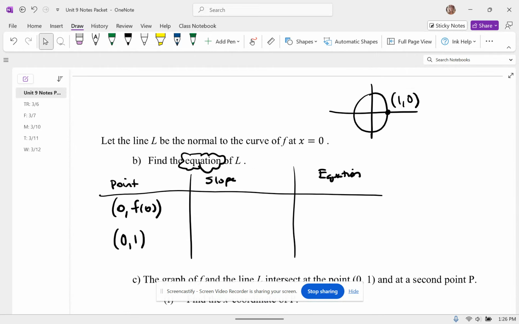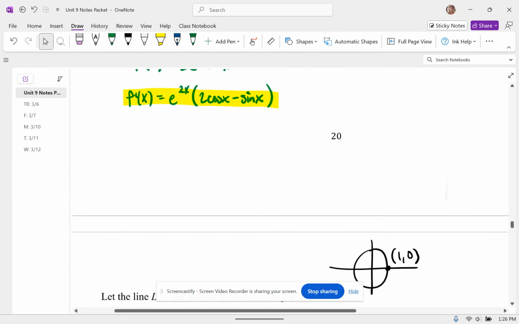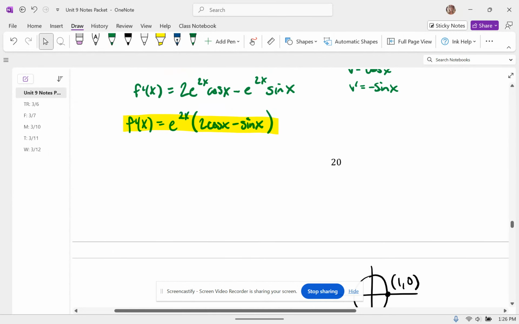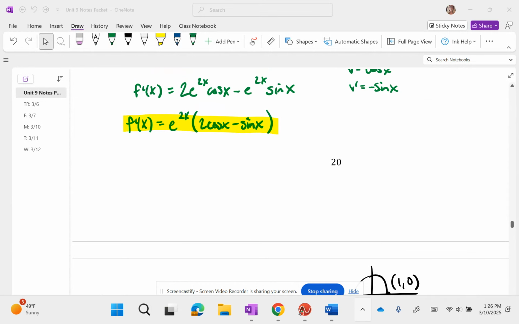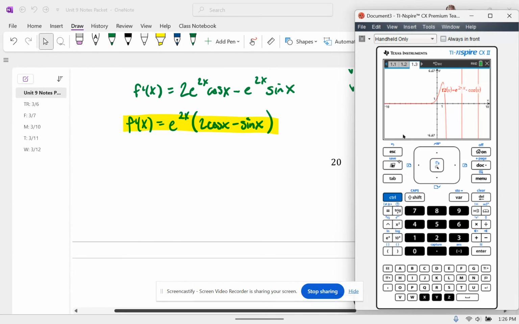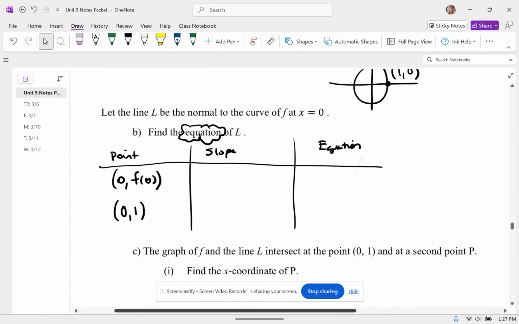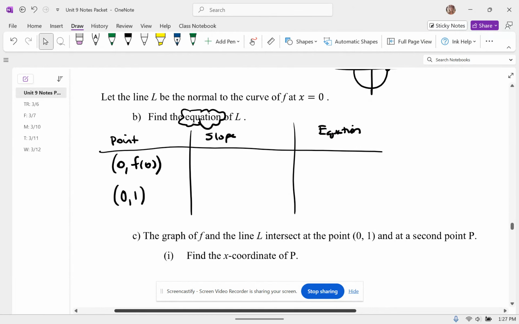So what about slope? What is the slope of the tangent line at 0? You have the derivative. Let's plug that in, let's practice plugging it in. I was plugging it into the derivative by x. So what is the slope of the tangent line when x is 0?